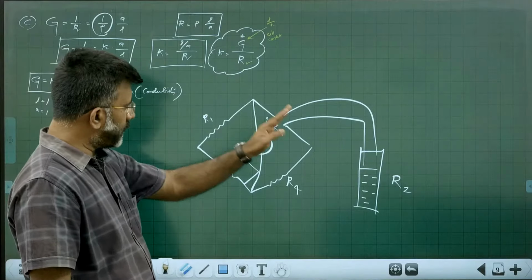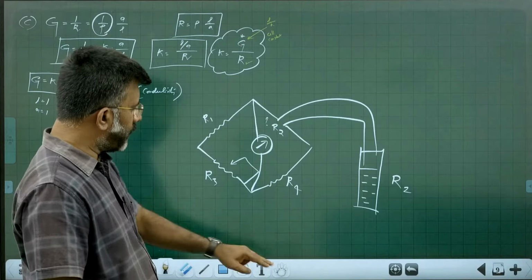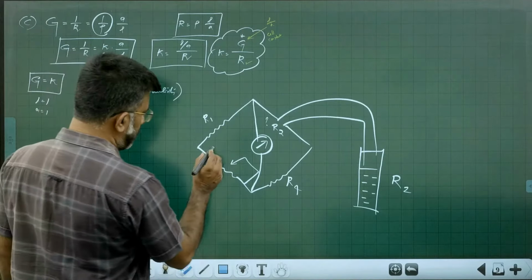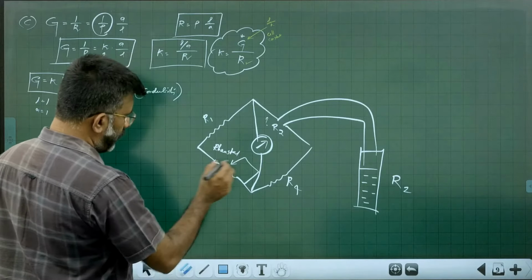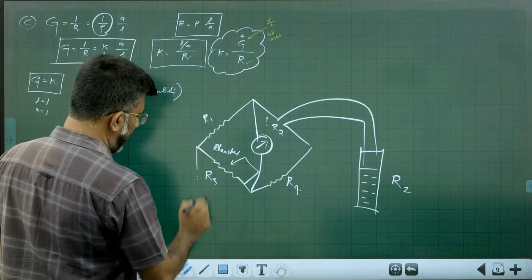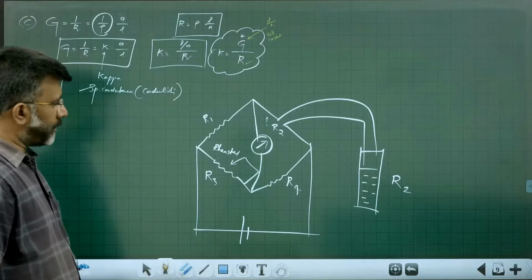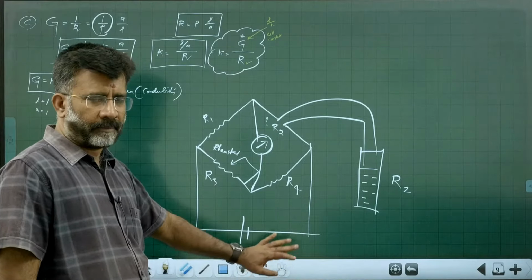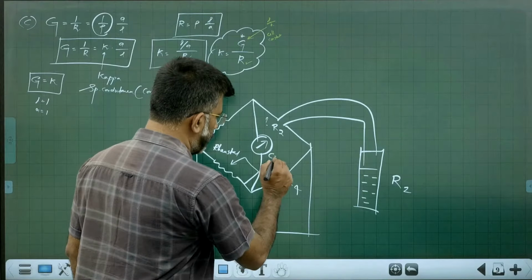So we take such a system. This is a known resistor. This is the resistance we want to find out. This is another known resistor, and this is a variable resistor like a rheostat. It is connected like this, I hope all of you know. Now applying current through the system, there will be a deflection in the galvanometer.